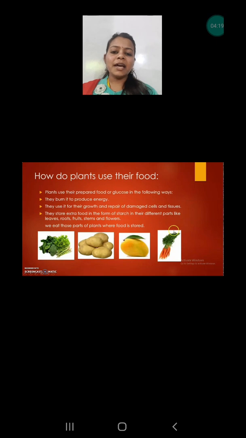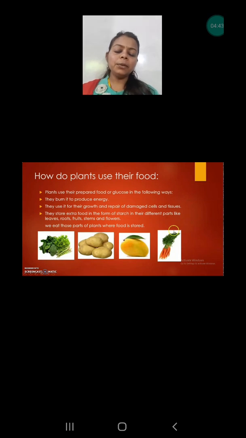So here I have some pictures. Spinach is an example where the food is stored in the leaf. Coriander, where the food is stored in the leaf. Potato is actually a stem where the food is stored. Mango is also where the food is stored, which has converted into fruit. Carrot is the example of root.